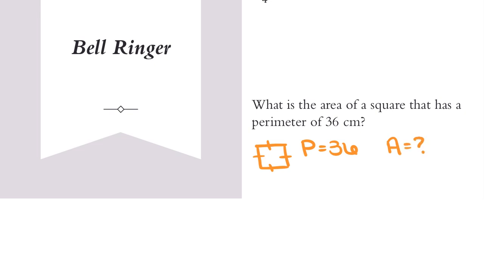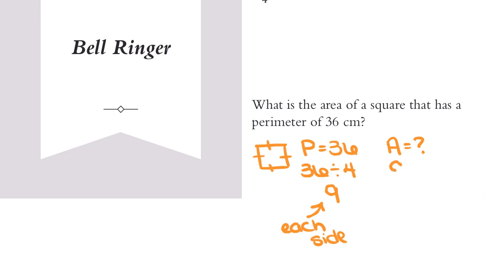Okay? For the area, I got 81. Well, how are you going to get 81? 36 divided by 4 to figure out what the sides were. Okay, so 36 divided by 4 is? 9. And you said that's the length of each side. Okay? And then I multiplied 9 times 9, and I got 81.